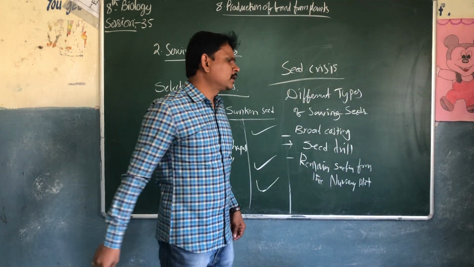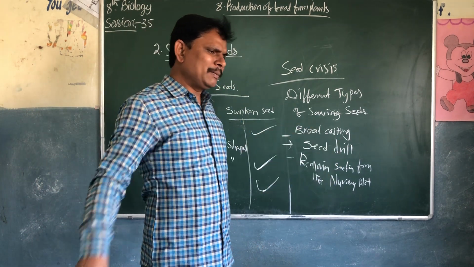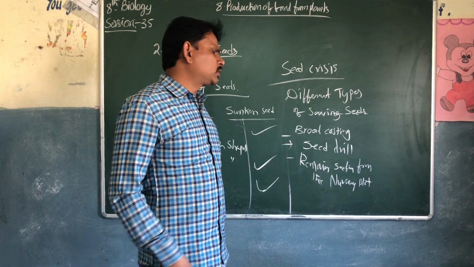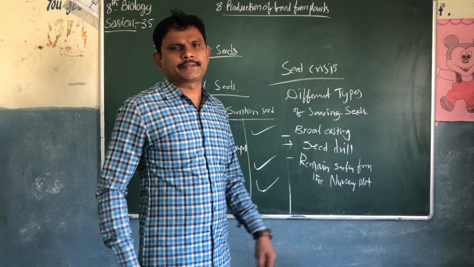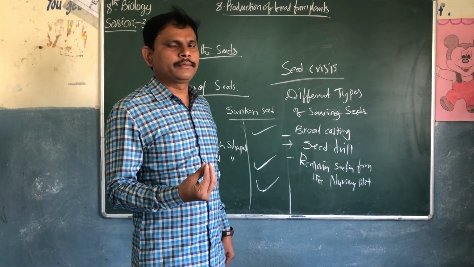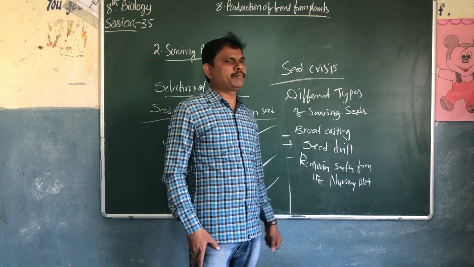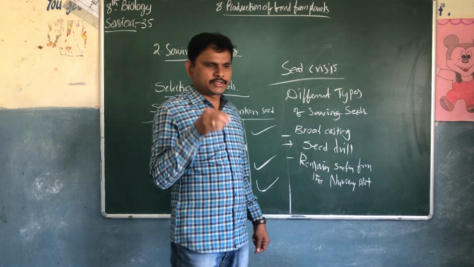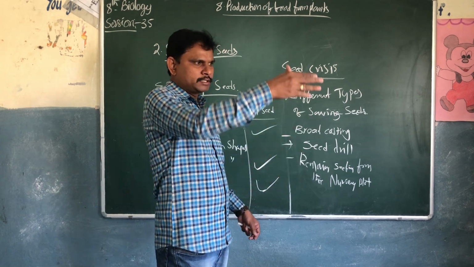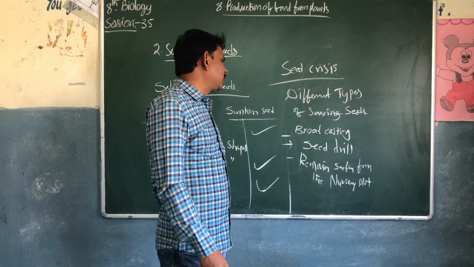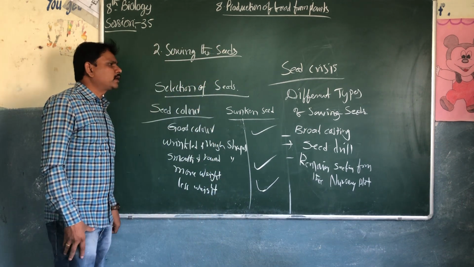Then the last one is what farmers do in paddy fields. In a small piece of land, they throw plenty of paddy seeds in a particular place, and they start growing. After that, they remove the seedlings from the nursery plots and plant them in a different place in a straight line. This is another type of sowing of seeds. So this is about sowing of the seeds.